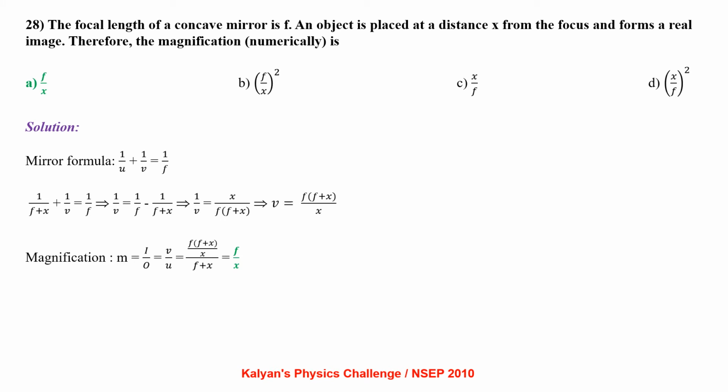The focal length of a concave mirror is f. An object is placed at a distance x from the focus and forms a real image. Therefore, the magnification is. Applying the mirror formula, 1 by v plus 1 by u equals 1 by f. 1 by (f plus x) plus 1 by v equals 1 by f, from which we get v equals f times (f plus x) by x. So the magnification m equals size of the image by size of the object, that is image distance by object distance. That comes out to be f by x.